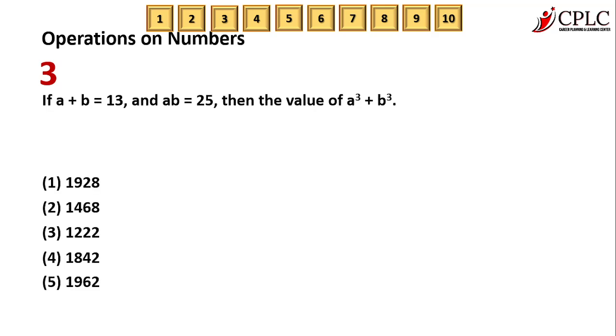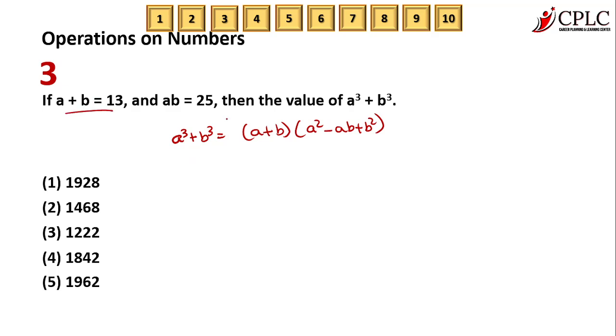Then question number 3. We have been given the value of a plus b and ab, and we have to find out the value of a cube plus b cube. For that you need to remember the formula for a cube plus b cube. The original formula is: first bracket a plus b, second bracket a square minus ab plus b square.